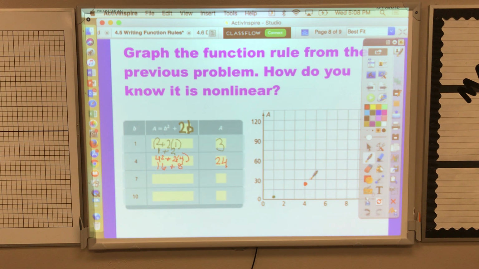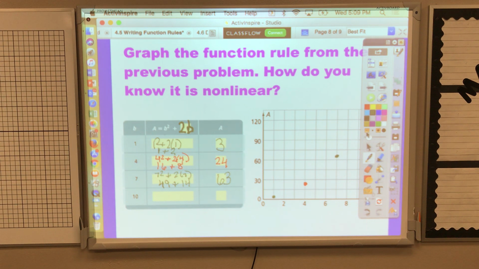When I plug in 7, we have to take 7 squared plus 2 times 7. 7 squared is 49 plus 2 times 7 is 14. We're at 63. Is that 7, 63, and 7's in between the 6 and the 8, so at 7, we're up here at 63.